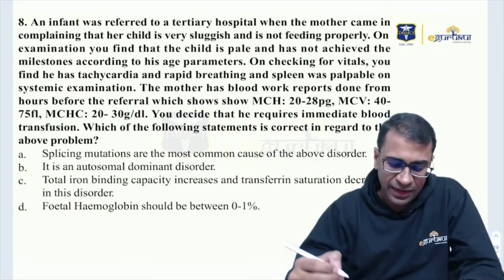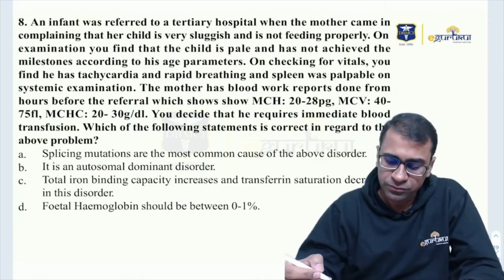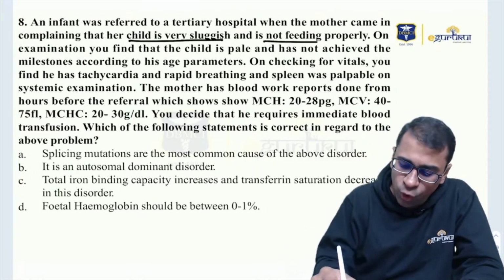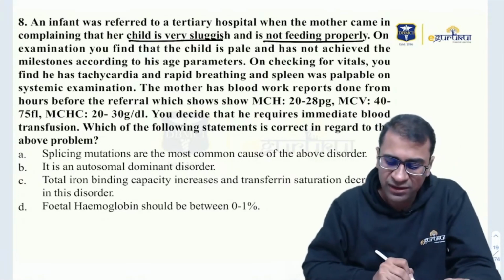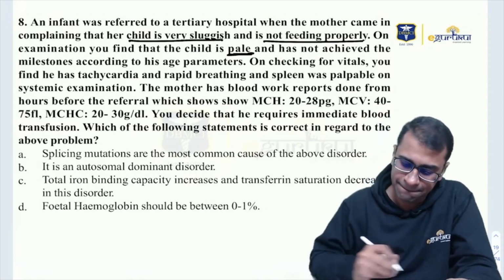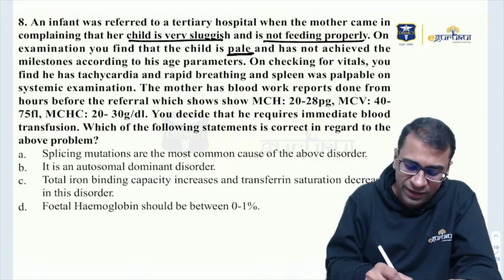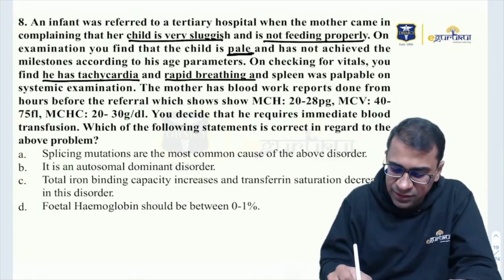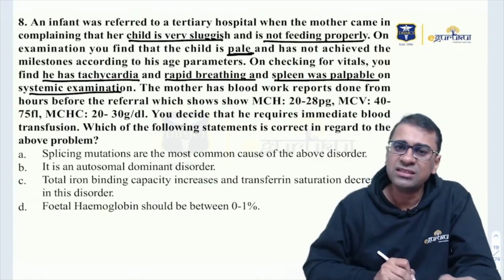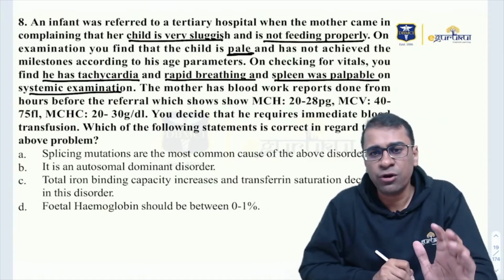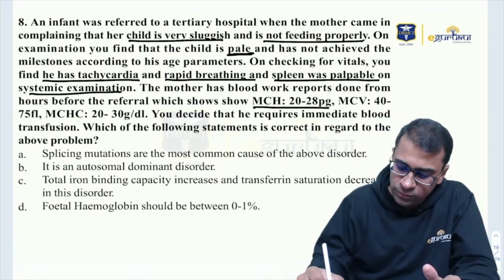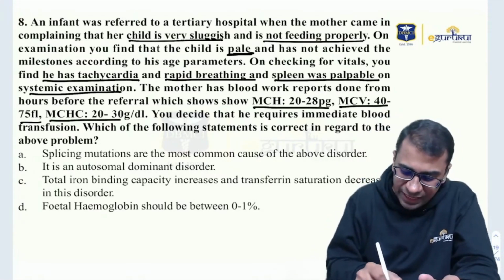Next question. An infant was referred to a tertiary hospital when the mother came in with complaints that her child is very sluggish and not feeding properly. On examination, you find the child is pale and has not developed the vital milestones. On checking vitals, you find he has tachycardia, has rapid breathing, and spleen was palpable on examination. This is again a case of anemia, and anemia with splenomegaly till now.